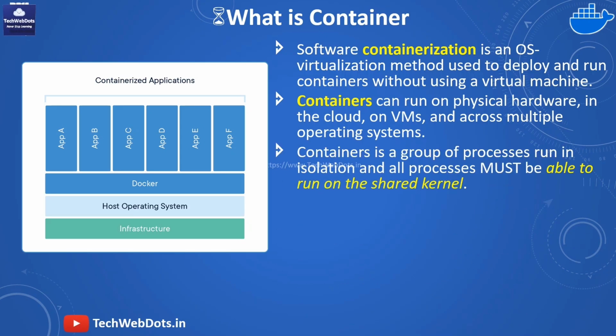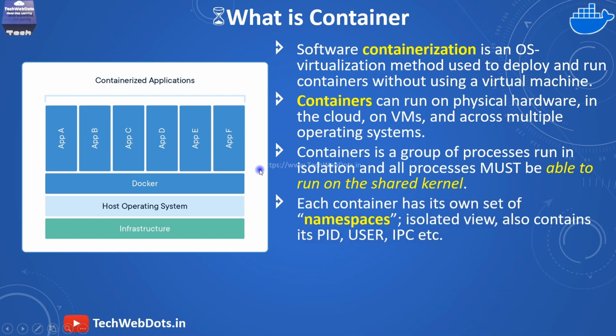A container is a group of processes that run in isolation, and all processes must be able to run on the shared kernel. The shared kernel is a core part of our operating system, which really helps us run the containers. And these all run in isolation. It means no one is interacting with the other container's processes.